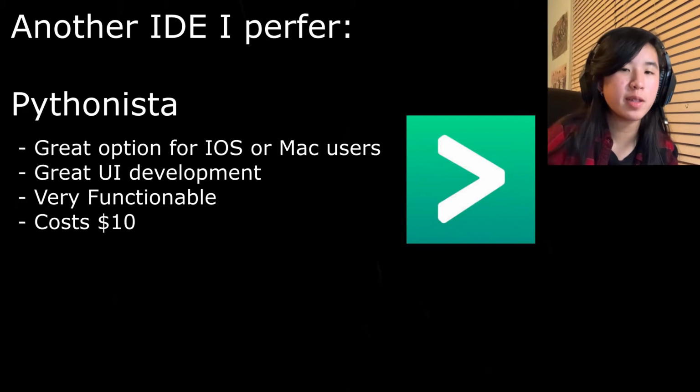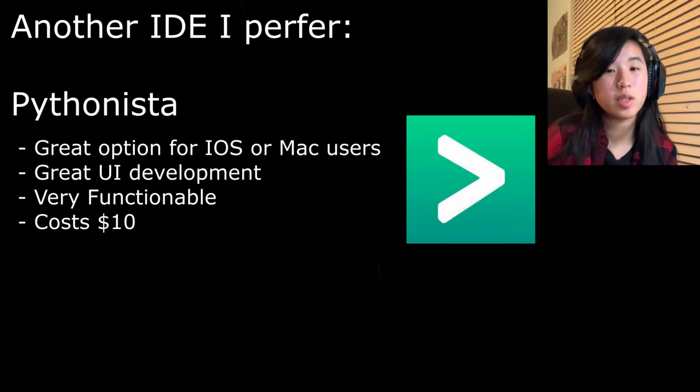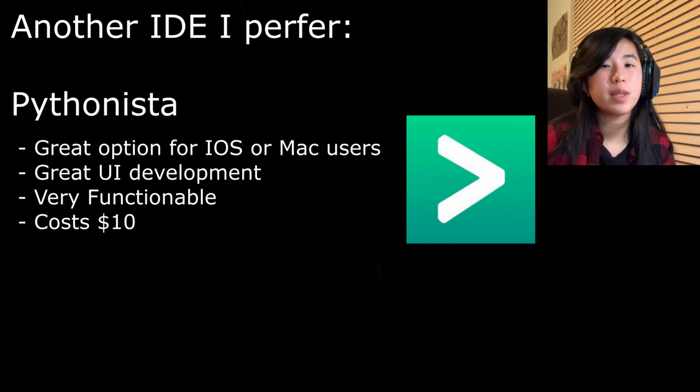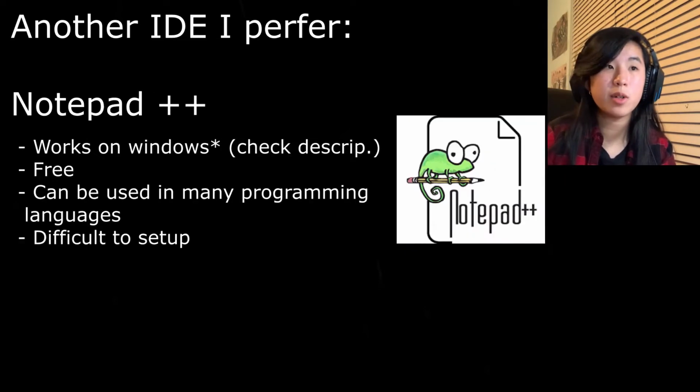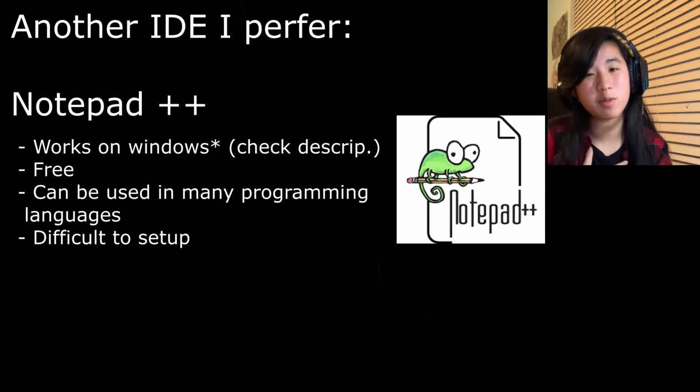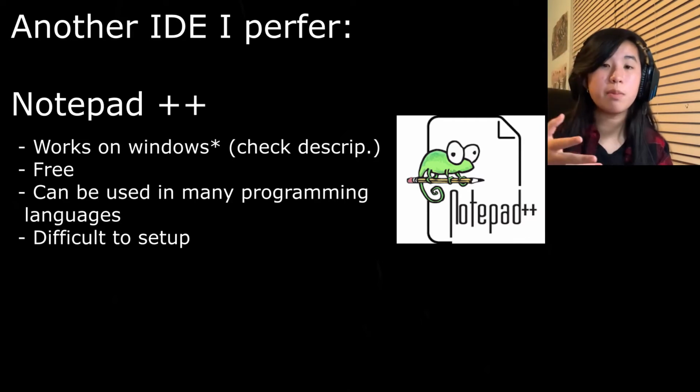Now, I already talked about Pythonista, and it's a really good option if you have a Mac or an iOS device. Like, I use it on my iPad. But the thing is that, one, it only works on Mac or iOS, and two, it is $10. So that might not be the best thing to use. So I'm going to teach you how to set up Notepad++, which works on Windows and Mac. The only downside is that it's really difficult to set up. I found it really difficult to set up on my own, but I'm going to teach you guys how to set it up.